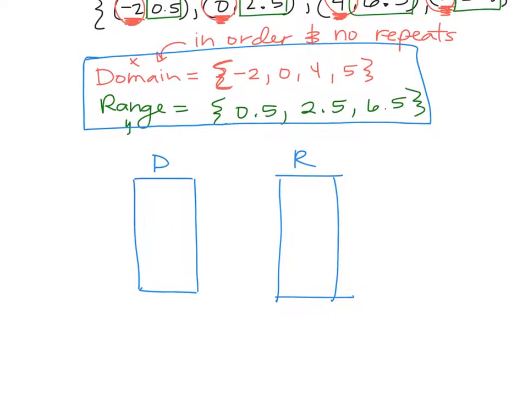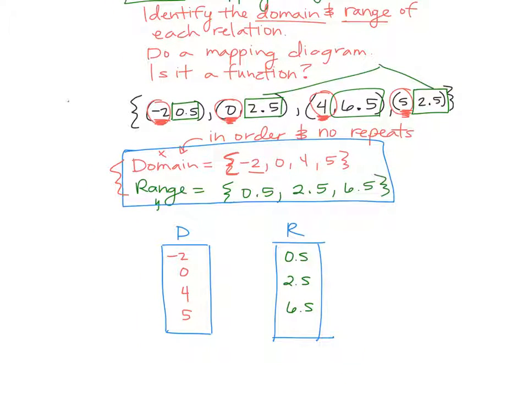So my domain, if you just look up top, goes -2, 0, 4, and 5. Okay? Put them in the order you see, exactly how you wrote it up here. Then your range is 0.5, 2.5, and 6.5. Okay? The way a mapping diagram works is once you have your domain and range laid out like this, you go back to what you started with. Okay? So we're going to go back up here. And now you're going to draw lines to each of your relations.